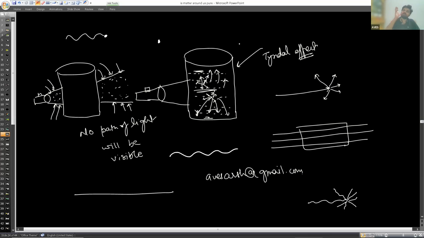But if you have a chamber which has a vacuum, and you pass the light through it, the path of light will not be visible to you because there is no dust. What you see in the path of light are the dust particles that are making the path of light visible. If there is no dust particle, no path of light will be visible to you. Got it?